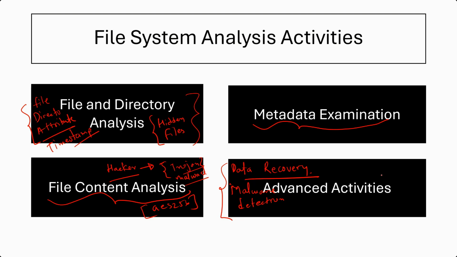In the real world, engineers use third party tools. There are multiple third party tools available which can be used. Others could be advanced tools like Wireshark, which is used for analyzing network traffic, which we can definitely talk about in network analysis. But this is more related to file system analysis. So this is more about the advanced activities.